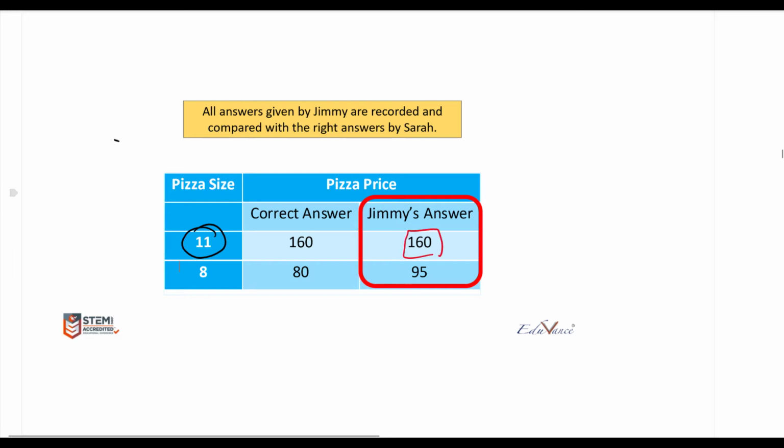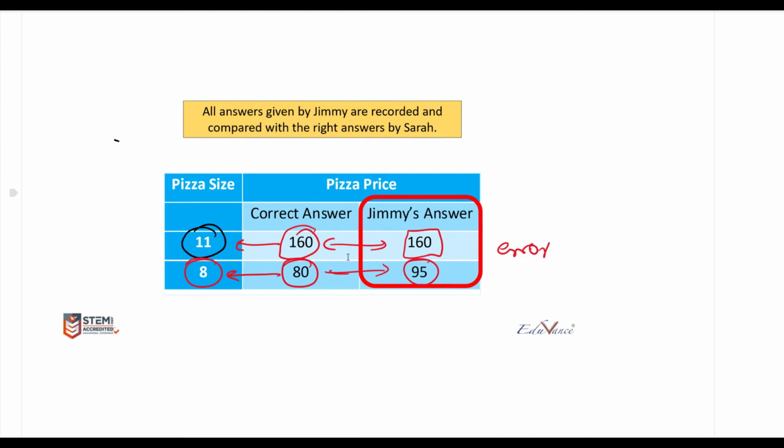Jimmy says 160 rupees. And for an 8-inch pizza, what is your answer? And Jimmy says 95 rupees. Whereas Sarah knows that 160 rupees is the right answer for 11 inches and 80 rupees is the right answer for 8 inches. So based on this, she will go ahead and calculate the error.